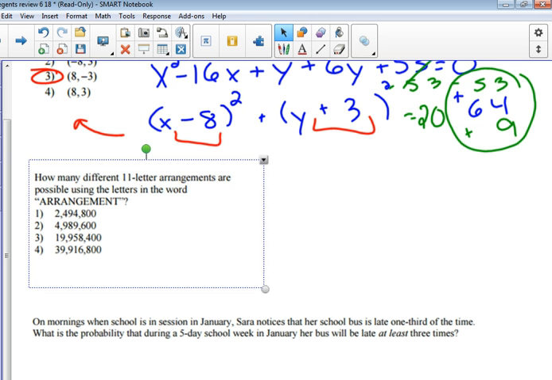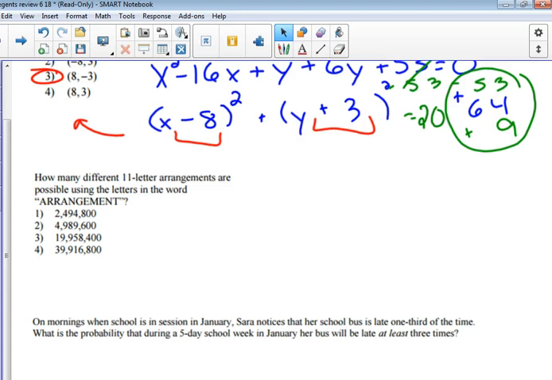What do you guys think for this one? How many different 11 letter arrangements? I think you'll get one of these. It's going to be an easy one. You have to make sure you enter it right in the calculator. The exclamation points, not the eyes. Yep, you should be able to use the calculator for it.